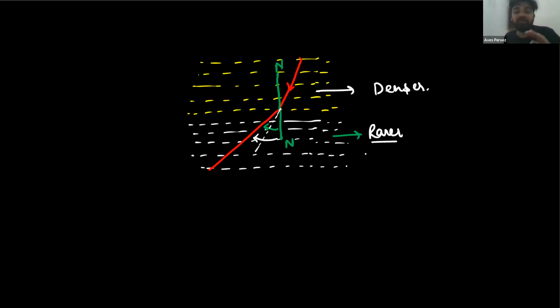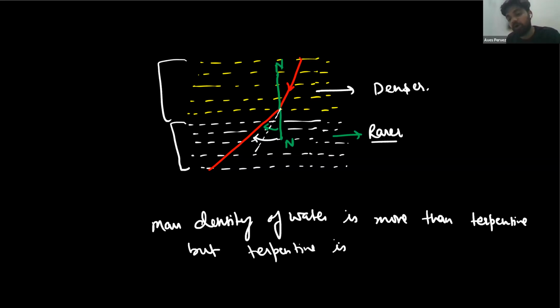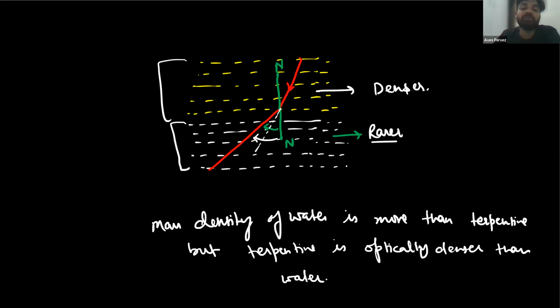However, we see experimentally that the mass density of water is more than the mass density of turpentine, but turpentine is optically denser than water. Understood? Got it? Turpentine is optically denser, and in mass density, water is more dense.